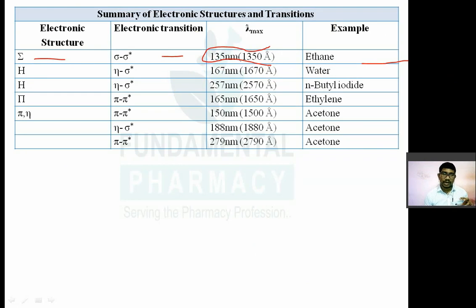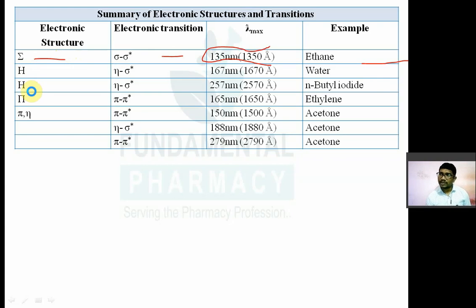That requires the highest energy, and that is why I have already told you in the last session, the more the wavelength of light, the less the energy. The less the wavelength of light, the more the energy. The more the wave number of light, the more the energy of light.